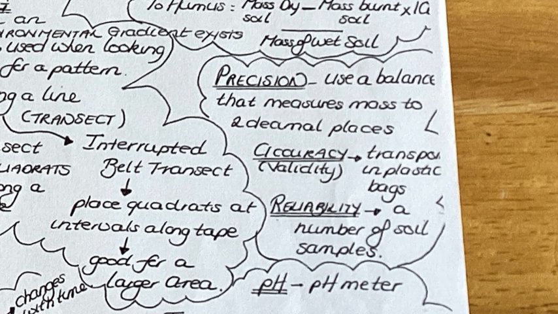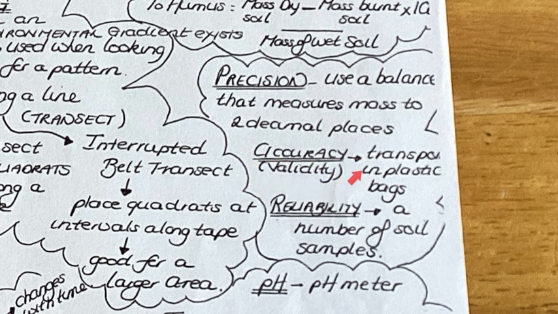Just a little tip or two about these soil practicals. If you're asked how would you improve precision or accuracy, you would say use a balance that measures to at least 2 decimal places. If you were asked about validity, that's not really accuracy, it's more validity.